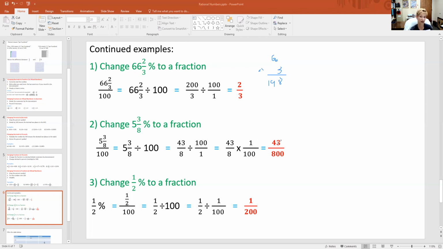43 is prime, so I know I can't reduce it. But you can make a factor tree to double check yourself. Remember the very first slide a minute ago, we had a 1/2%. That's not the same thing as 1/2. Let's see what it is the same thing as.